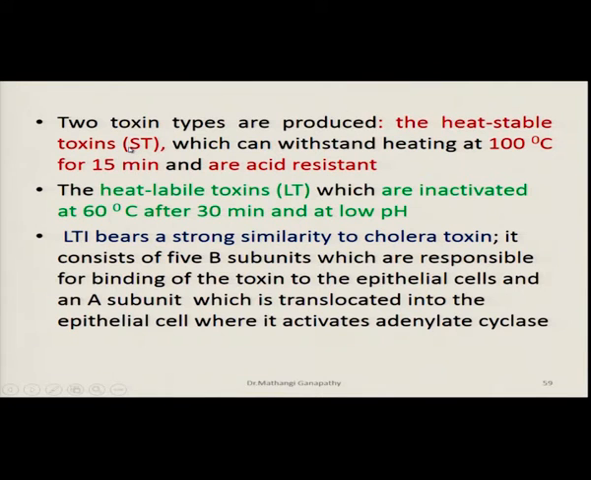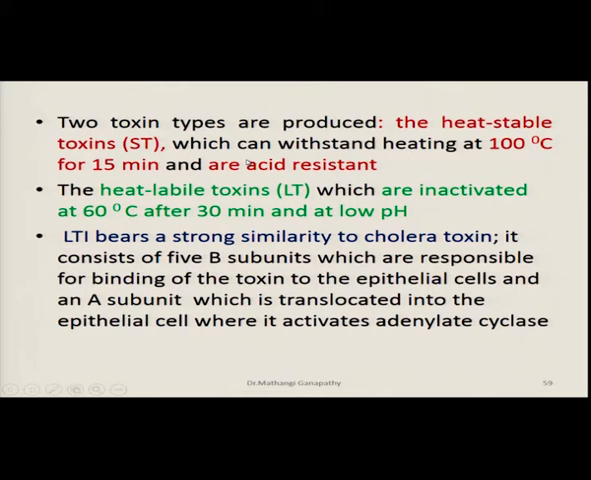Two toxin types are produced: the heat stable toxins, which are called ST. The heat stable toxins can resist heat of 100 degrees centigrade for 15 minutes. They are acid resistant. The other type of toxins are the heat labile toxins, LT. These are inactivated at 60 degrees centigrade after 30 minutes and at a low pH.